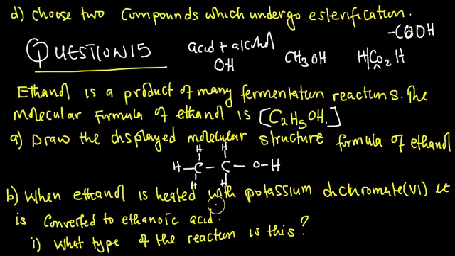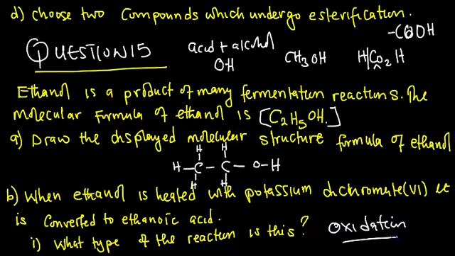When ethanol is heated with potassium dichromate(VI), it is converted to ethanoic acid. What type of reaction is this? So no doubt, this is the oxidation reaction.